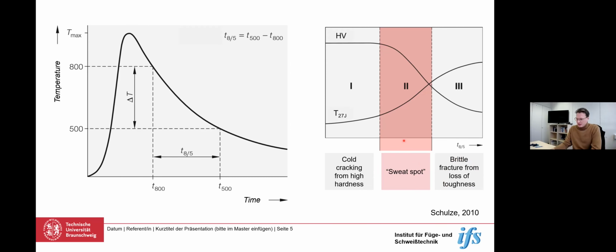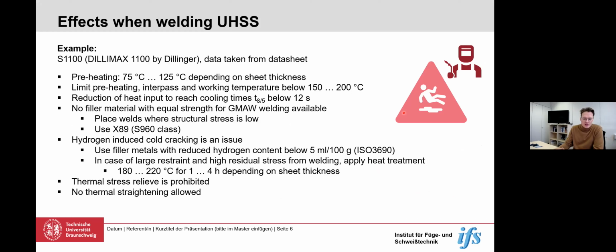Of course, this is different for every steel grade. Just to show you how complex it can be, or it can become, I have looked at a data sheet for an S1100, so a commercially available high strength material by Dillinger. And I just took this from their data sheet. And what you see here is they recommend a preheating temperature depending on the sheet thickness. And that, of course, needs to be controlled. So not too cold, not too warm.